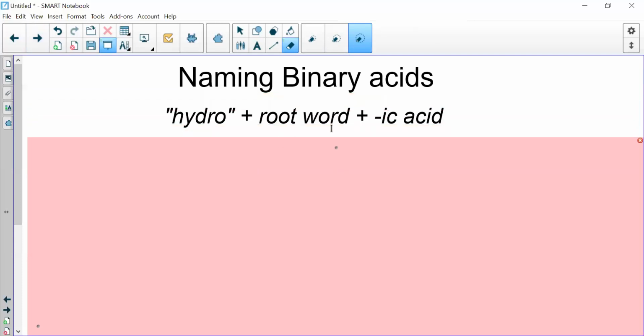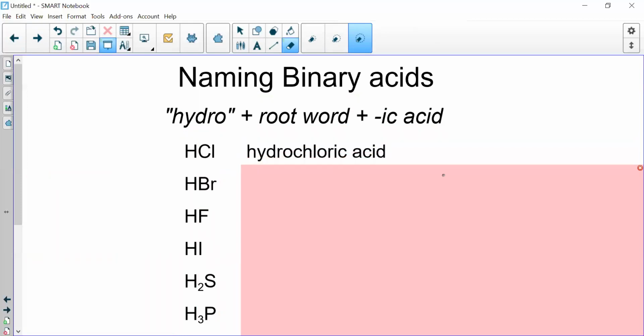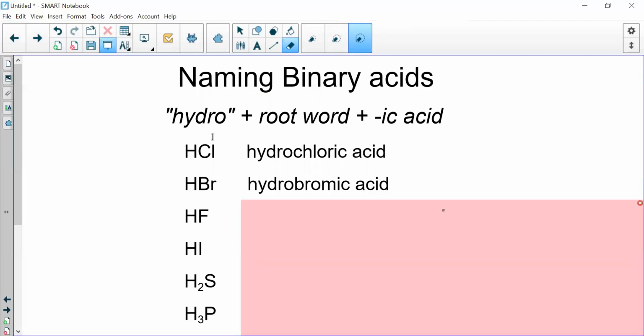Hydro plus the root word of the nonmetal, in this case chlorine is chlor, and then ic acid. Hydrochloric acid. All right, so here's some examples. That's hydrochloric acid. HBr. I want you to speak to your computer right now and tell me what that acid's name is. Hydrobromic acid. Right, because it's hydro, the bromine becomes bromic acid.